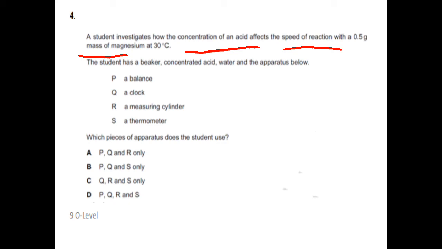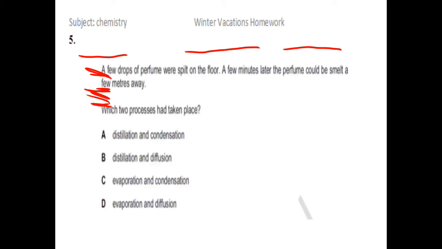The task is concentration of an acid, which means there must be some measuring cylinder to measure the volume of the acid. The speed of the reaction means the rate of the reaction, how fast, how slow. He must require a clock. And 0.5 gram means the mass needs to be measured. So what do you think? I think I have solved this MCQ for you. Now encircle the right answer.